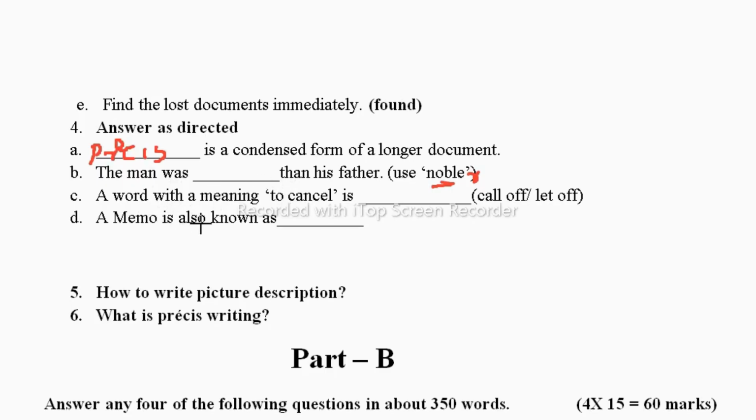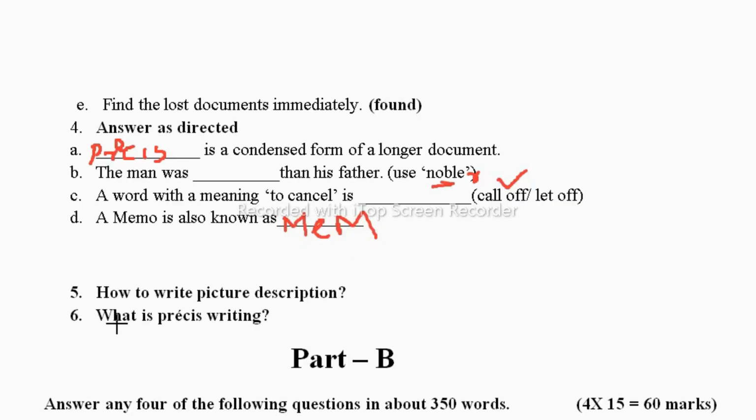Next one, a word with a meaning to cancel is dash, call off or let off. So it's from phrasal word, that means call off, that means to cancel something. A memo is also known as memorandum. So you need to write memorandum here. In this way you can get it, or else they'll give you one question and they'll ask you to draft a memo. So memo is also called memorandum.